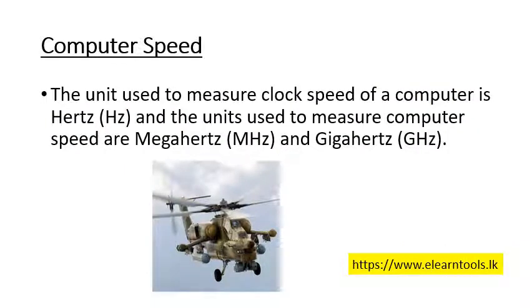Now let's see what is meant by the speed of a computer, and how it is measured. The unit used to measure clock speed of a computer is hertz, and the units used to measure computer speed are megahertz and gigahertz.